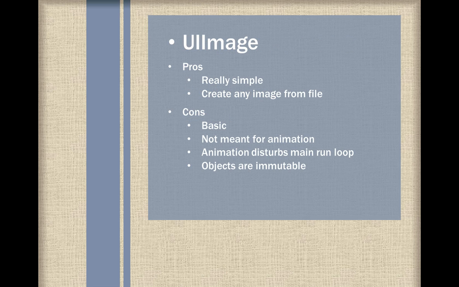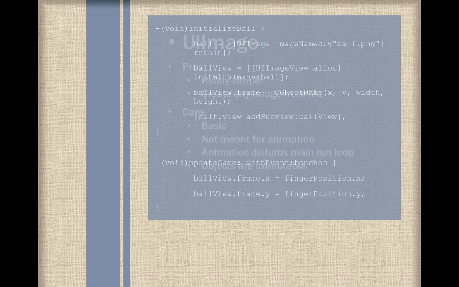UIImage, what I came to first, was great as a starter. It's really simple, you can create any image from file, do whatever you want with it. However, it is really, really basic. You have your set image, and that's all you can do with it. After you've initialized them, they're immutable, they're not really meant for animation, and the animation hack that I did runs in the main loop, so it kind of slows everything down, which is not great.